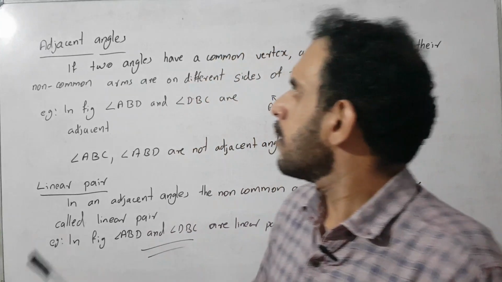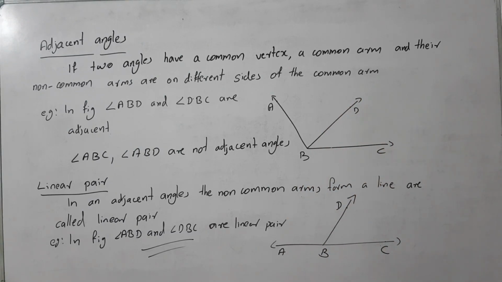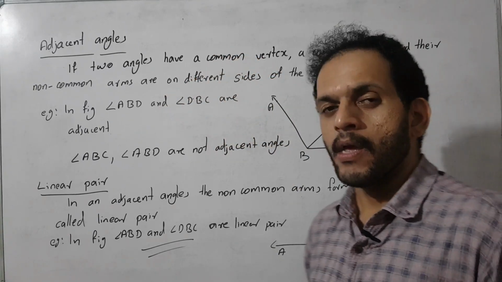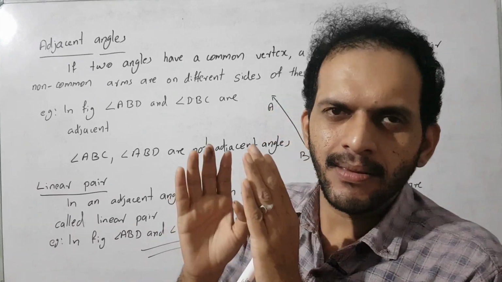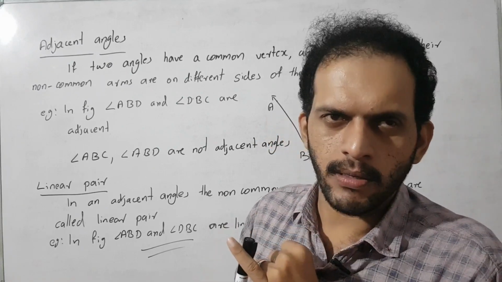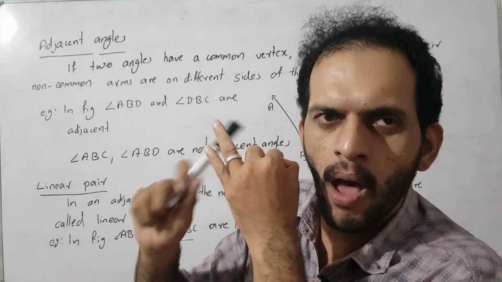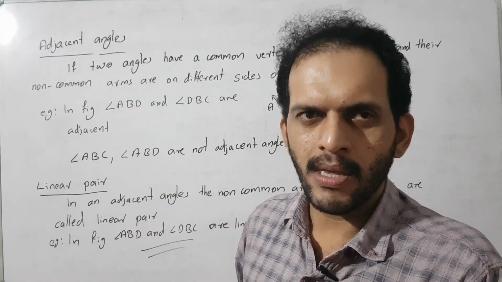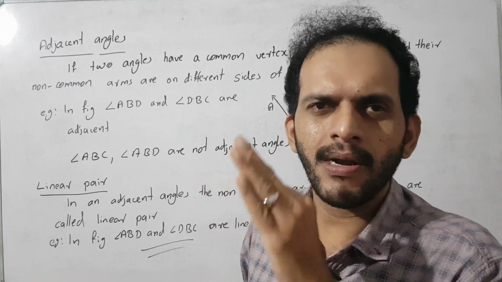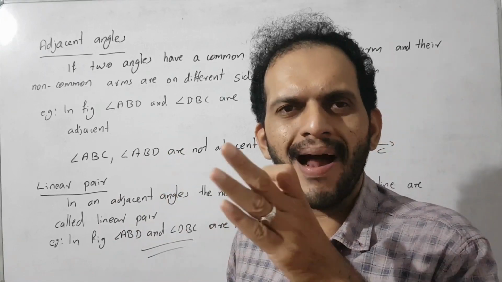What do you mean by adjacent angles? Two angles are adjacent if they have a common vertex, a common arm, and their non-common arms lie on different sides of the common arm. If the two angles satisfy these three properties, then only they are called adjacent angles. The first property is a common vertex, the second is a common arm, and the third is that the non-common arms lie on different sides of the common arm.